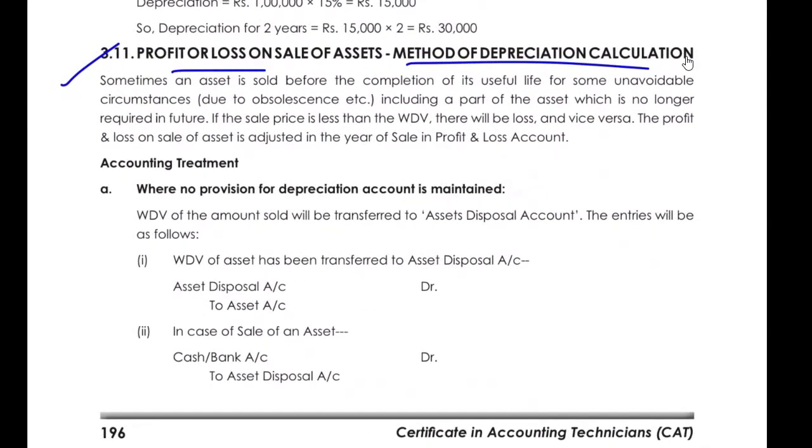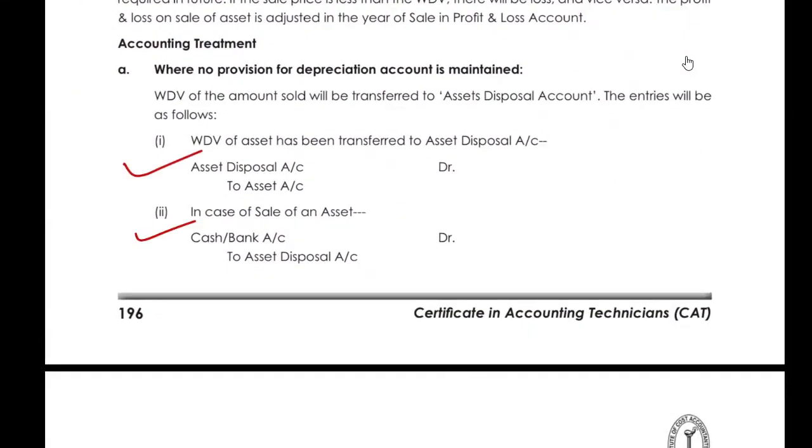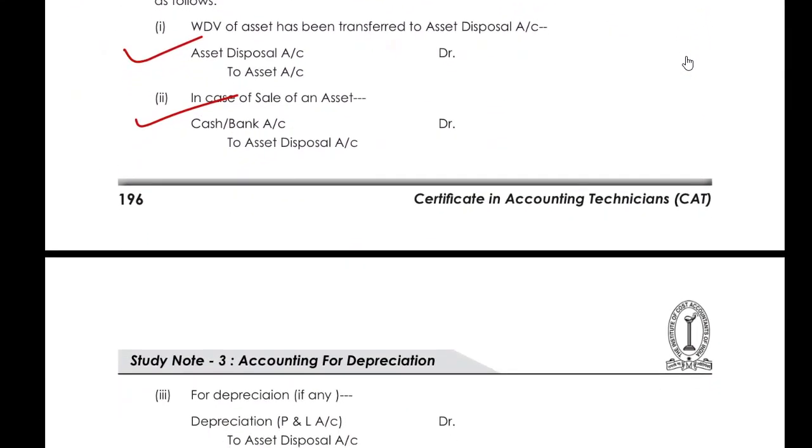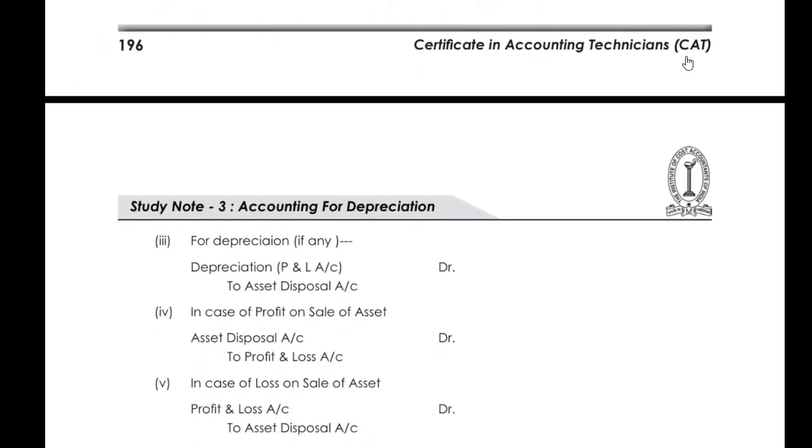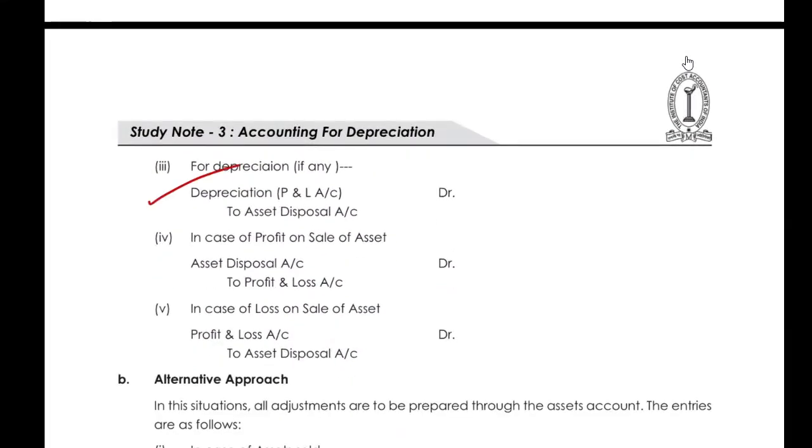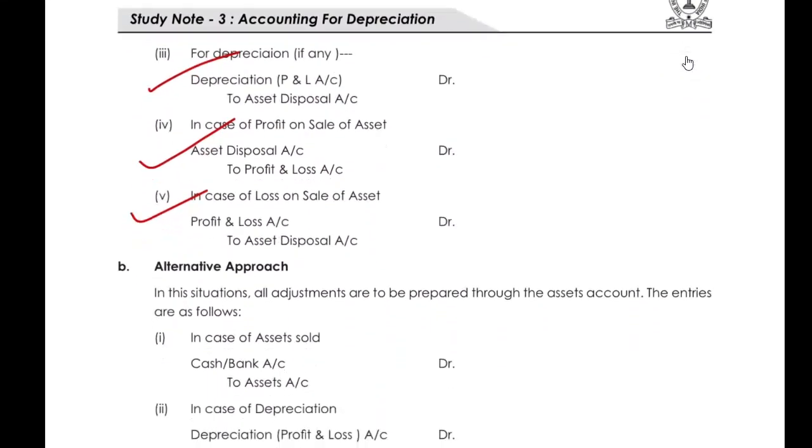Then we have profit and loss on sale of asset. It is the same thing which is done already. What is this? The asset disposal account: if any cash is received, cash and bank account is debited to asset disposal. The depreciation will be charged to the asset disposal account, and any profit or loss which arrives from that will be transferred to the P&L account.